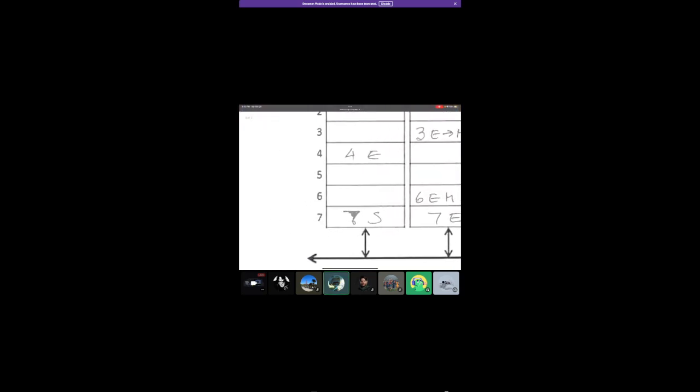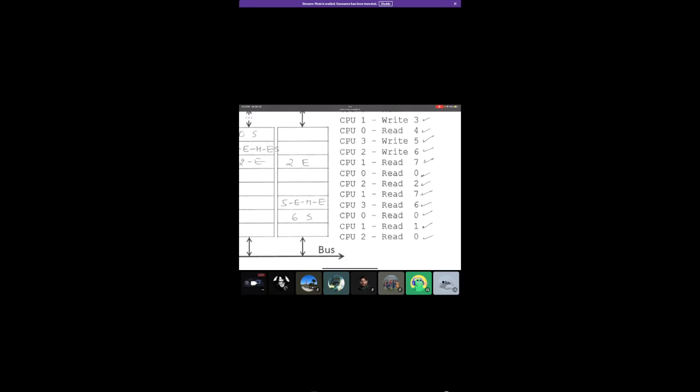7. Why does he share S to 7? We never call CPU 0 7. I think he made an error there. I don't think he meant to do that. That's not correct.